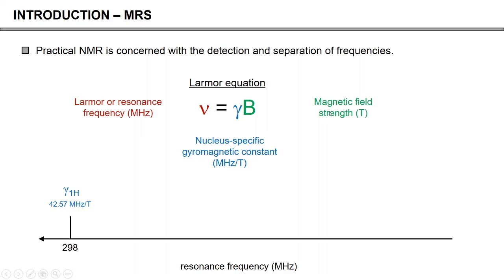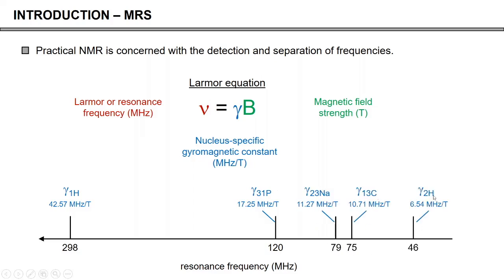So as I said before, if we're at a magnetic field of 7 Tesla, then the Larmor frequency is around 300 megahertz for protons. At the same magnetic field, phosphorus atoms resonate at about 120 MHz, sodium at 79 MHz, carbon-13 at 75 MHz, and deuterium at 46 MHz. Now, if NMR was only getting signals from all the protons at 300 MHz and all the phosphorus at 120 MHz, it would not be very interesting.